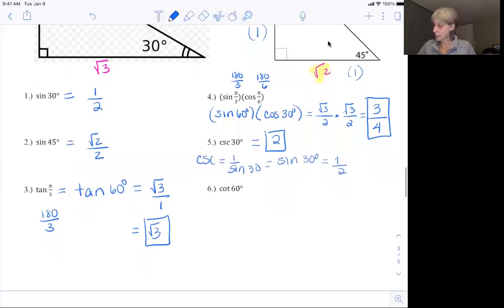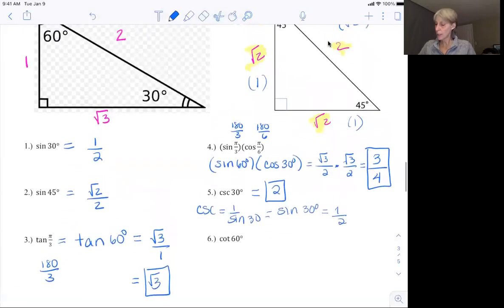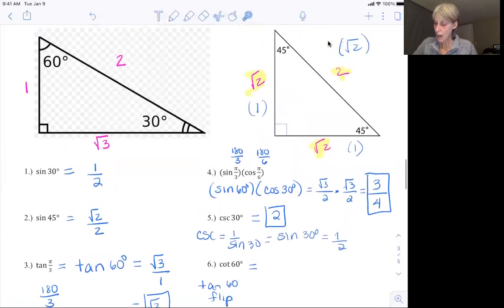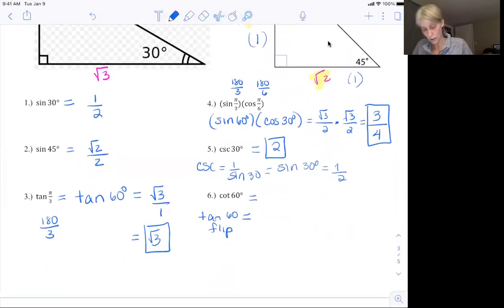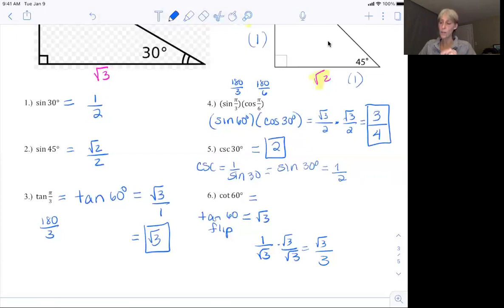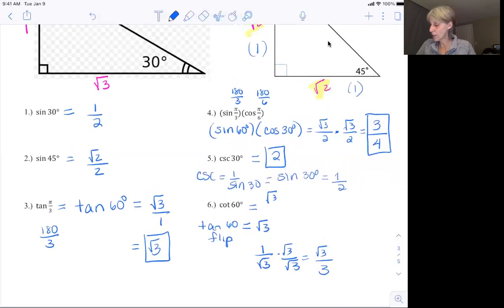And then in our last example, cotangent of 60. Cotangent of 60 is going to be tan 60 flipped. So I'm going to find the tan of 60 and flip it. The tangent of 60 degrees is opposite over adjacent. So the tan of 60 is radical 3. We're going to flip it. We get 1 over rad 3. I have to rationalize this because with trigonometry, when we say exact function values, we're not allowed to leave the radical in the denominator. And I get rad 3 over 3.